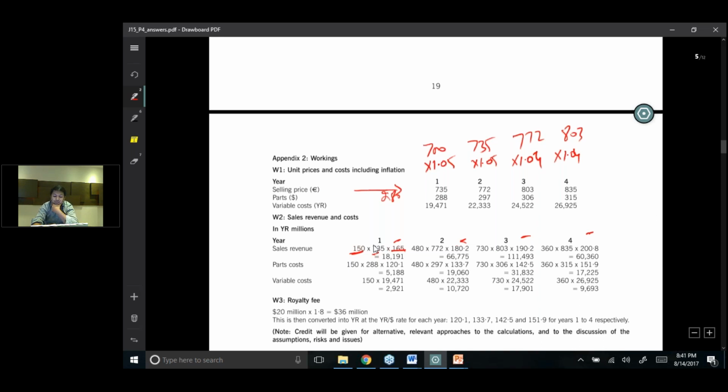Then part cost, 150 is the number of units of the first year, 288 is the part price per unit, 120.1 is the exchange rate of YR against the dollar. Variable cost is simple, you just multiply the variable cost per unit with the number of units. That's how you're going to calculate the variable cost.